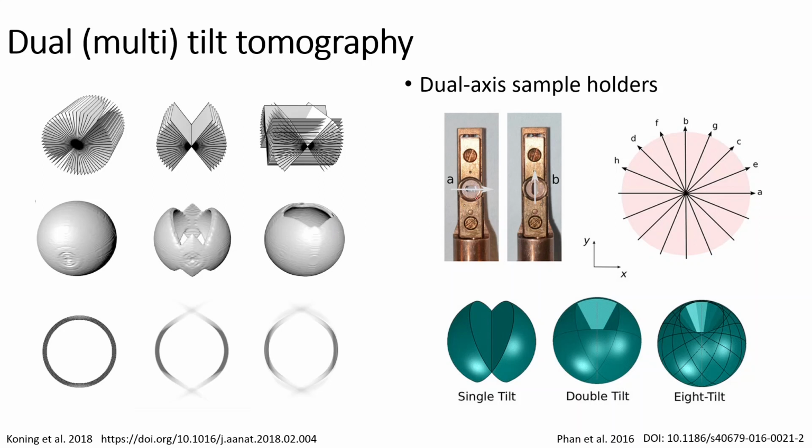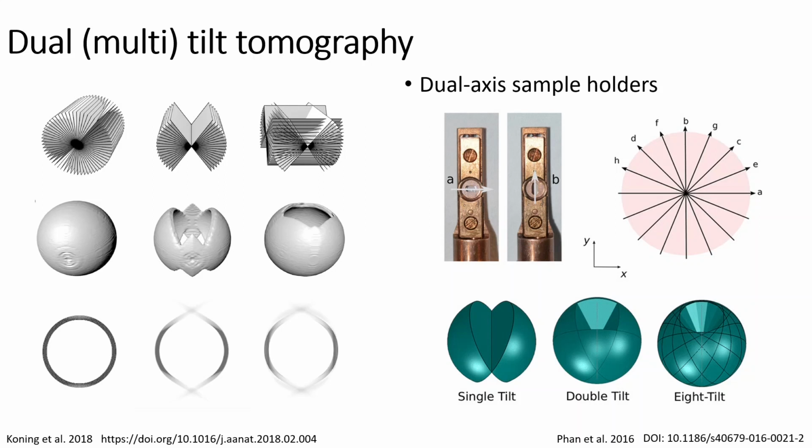There are even stages or sample holders where you can rotate your sample into many different angles, and therefore change the tilt axis not only by 90 degrees, but you can incrementally change it by, let's say, 8 different positions. And then you can reconstruct your sample where you will not have a missing wedge or a missing pyramid, but you will have something like a missing cone. So you will have more and more complete information about your sample.